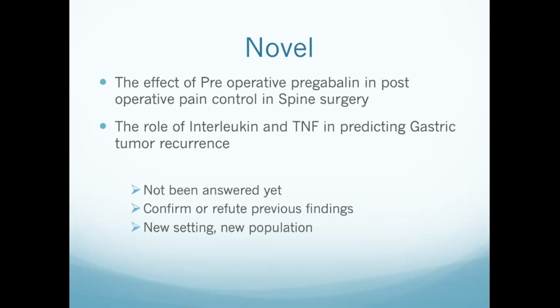Similarly, the role of interleukin and TNF in predicting gastric tumor recurrence. You know that interleukin and TNF has been used in cancer, but you're bringing it to a specific setting. And you want to either confirm or refute previous findings. And that's how you establish the novelty of a research topic.